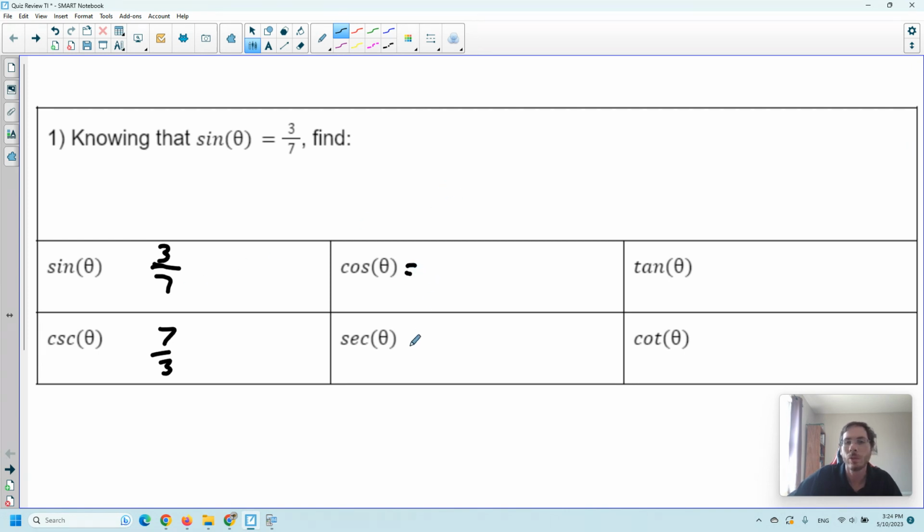For the other ones, we have to do a little bit of work. So cosine, if we remember, SOHCAHTOA is opposite over hypotenuse. Wait, no, that's not right. That's sine. Cosine's adjacent over hypotenuse, so we'll make that an A over H. And then secant is the flipped version of cosine, so this is going to be hypotenuse over adjacent. For tangent, tangent is opposite over adjacent. Cotangent is the inverse, so we flip that. We do adjacent over opposite.